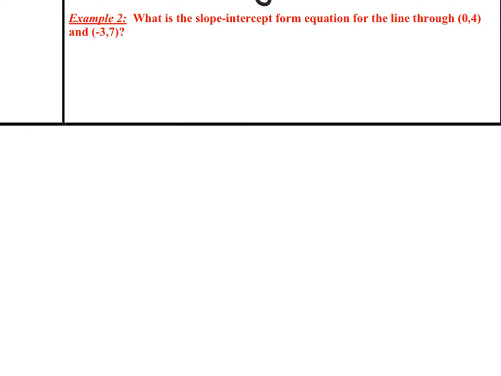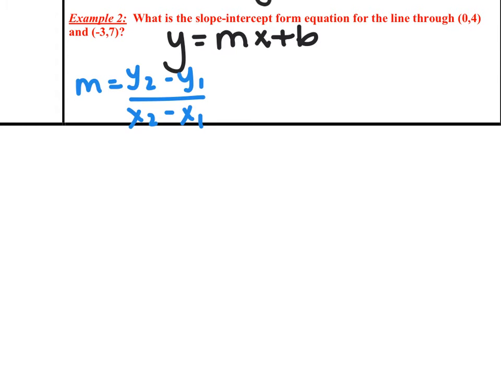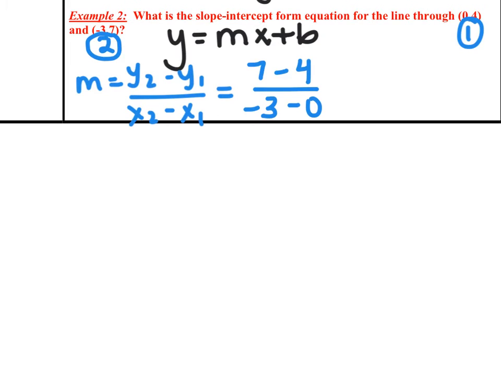Last example on this page, what is the slope-intercept form equation for the line through (0, 4) and (-3, 7)? First thing we need to do for finding slope-intercept form, we need to have the slope. Right now we don't have anything. So let's find the slope using the equation we talked about yesterday. I'm going to write that equation down to show my work. Now let's see, I want this to be point 1 and this to be point 2. Let's just go ahead and plug in what we have now. So I chose point 1, point 2. I did my y's subtracted on top, 7 minus 4, and my x's subtracted on the bottom. Went back to point 2, -3 minus 0.